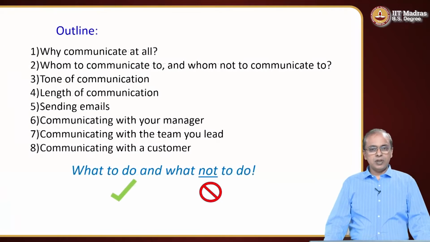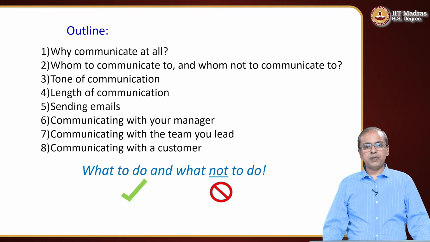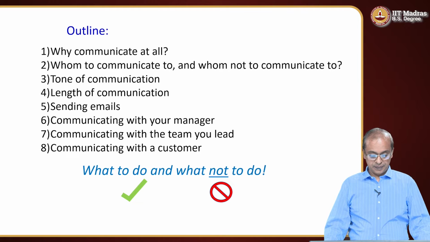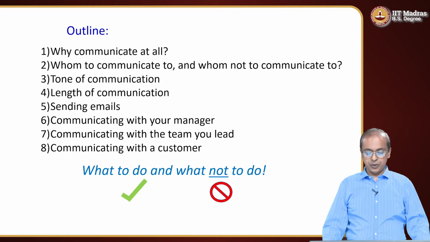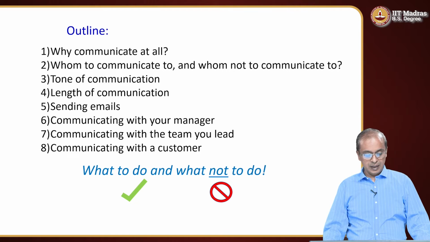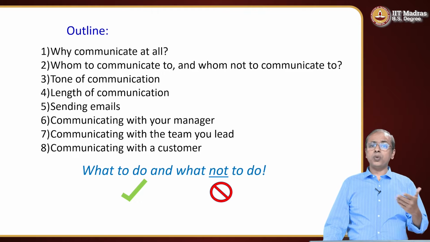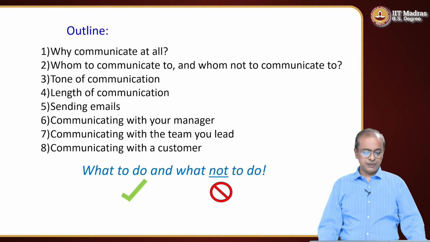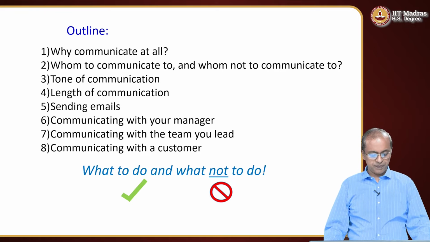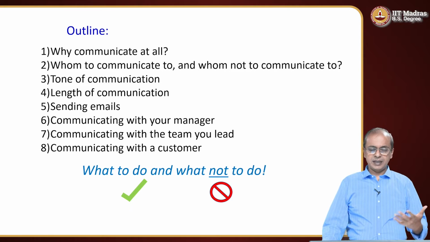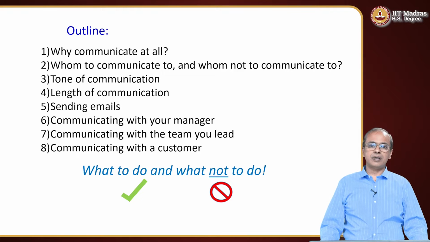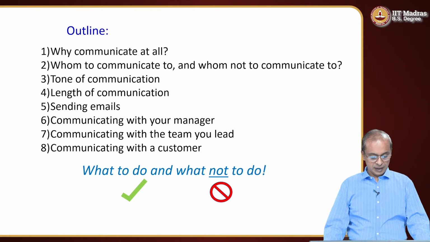So the outline of this talk is to look at several of these points that you see here. One is why we should communicate at all, and then if you do choose to communicate, whom you should communicate to and whom you should not communicate to. We will look at something about the tone of the communication. What is an acceptable tone, what is not an acceptable tone. Something about the length of the communication that you are conveying. We will focus a little bit about sending emails, because that is a very integral part of communication in an office. So that is something that we will look at.